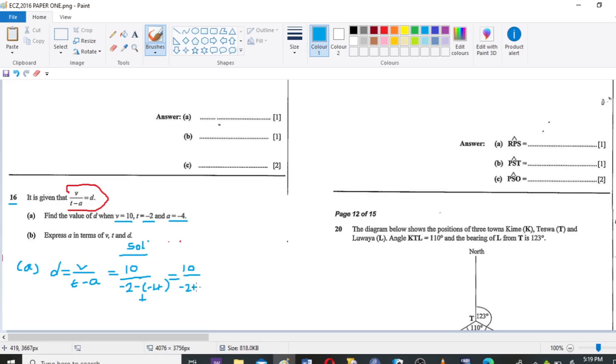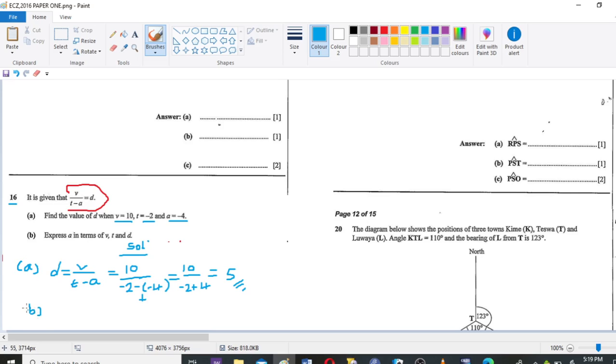Plus 4. Okay, let me show this. So this is giving you nothing but 5. Okay, so that is how you solve for a. Okay, now let's go for b.